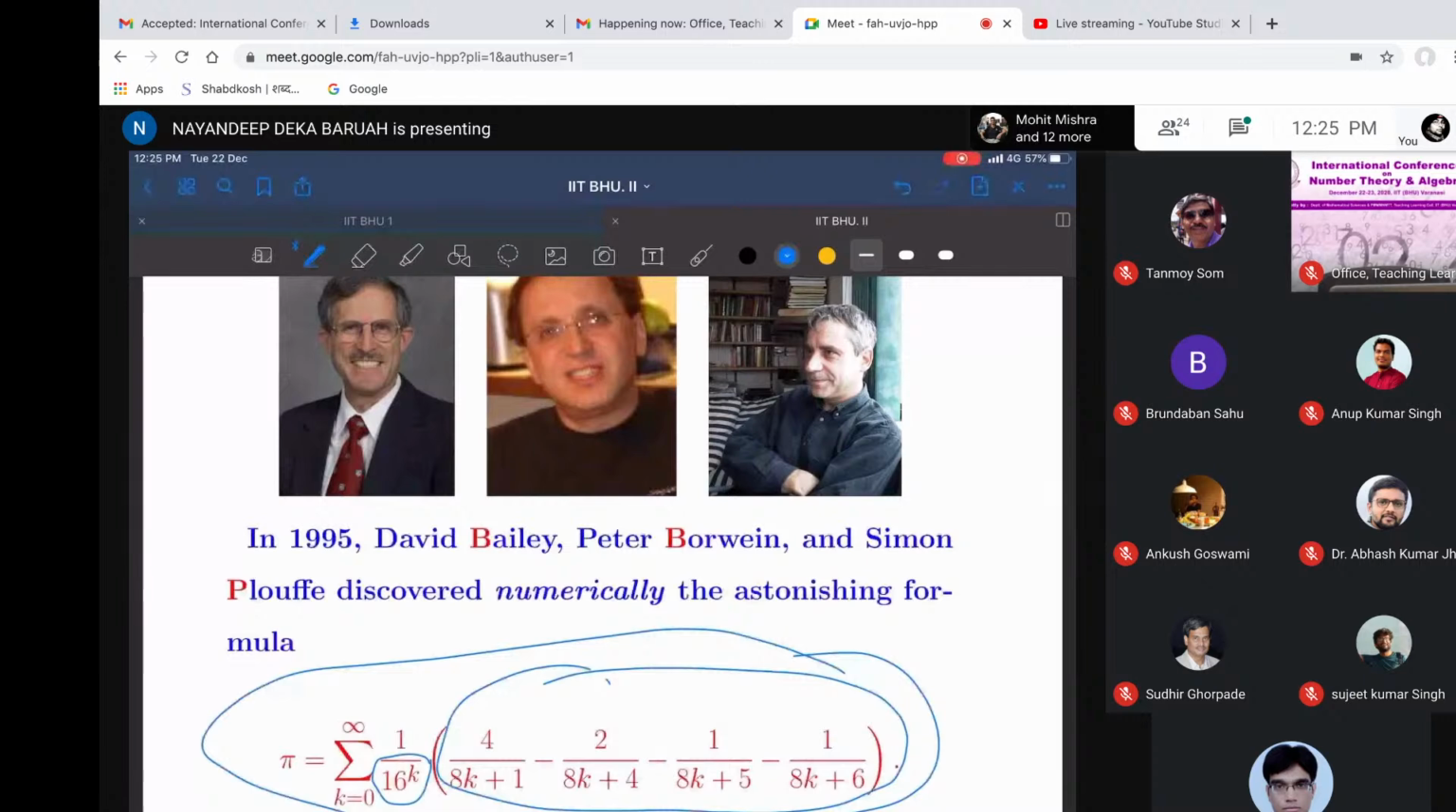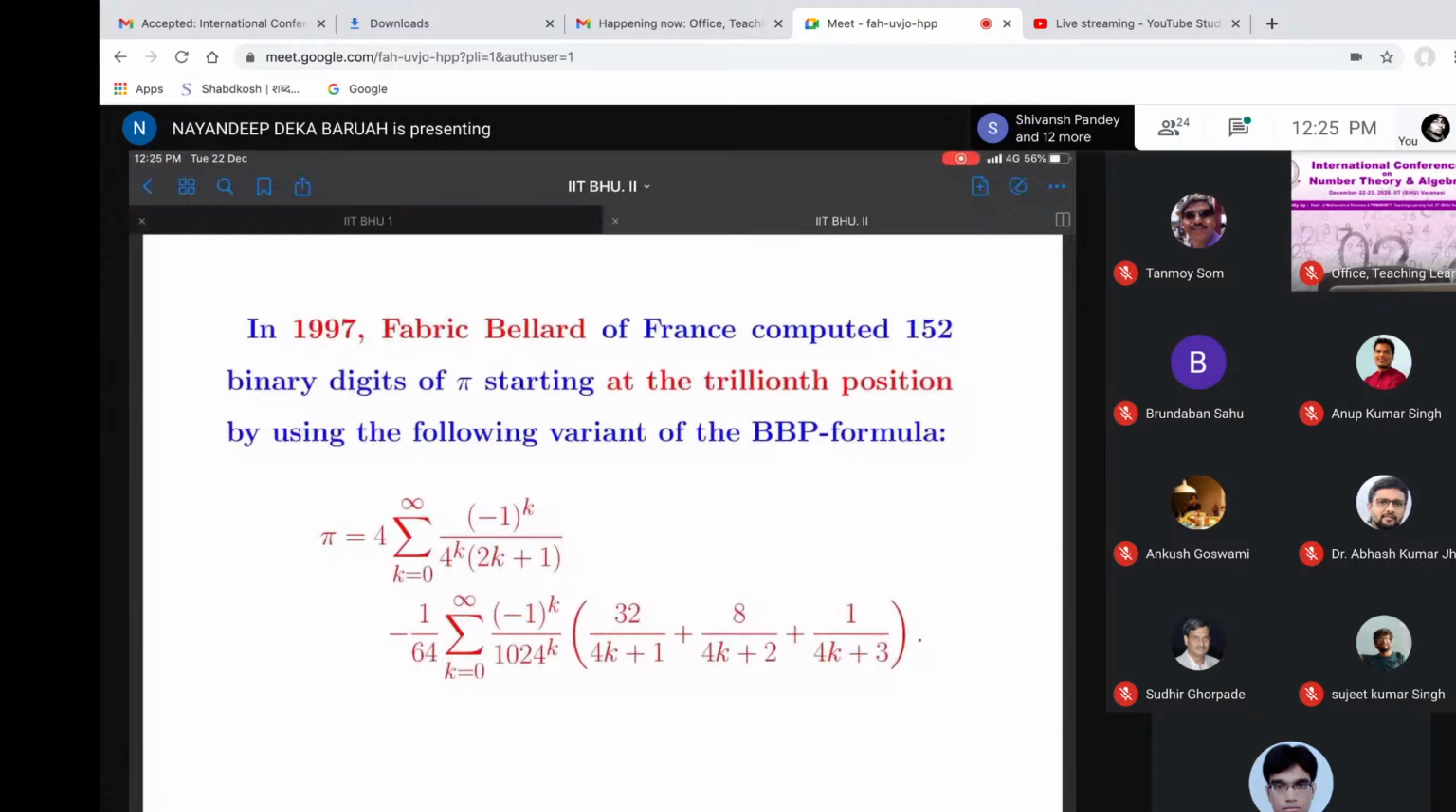So their paper was published in 1997 in the Journal of Mathematics of Computation. Because it is written by Bailey, Borwein, and Plouffe, these types of formulas are now called BBP formulas. In 1997, Fabrice Bellard used those BBP formulas to compute 152 binary digits of pi, starting at the trillionth position. That means without calculating the previous digits, one can calculate the binary digits. So exact extraction of individual digits is now possible.